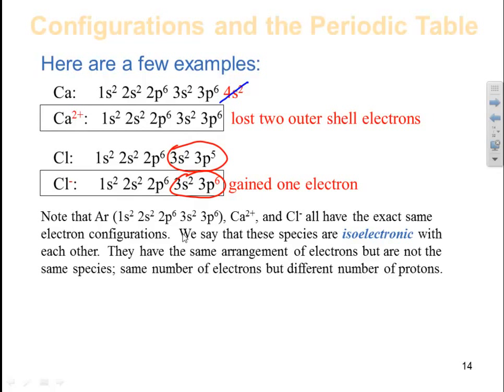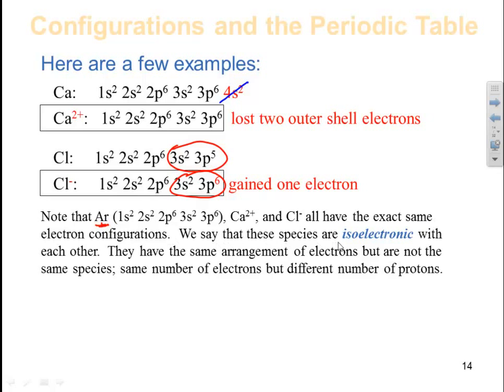Now notice something between calcium 2+ and chlorine minus. They have identical electron configurations. We can throw in one more, argon. Argon also has the same electron configuration. So you have argon, calcium 2+, and chlorine minus, all with the exact same electron configuration.